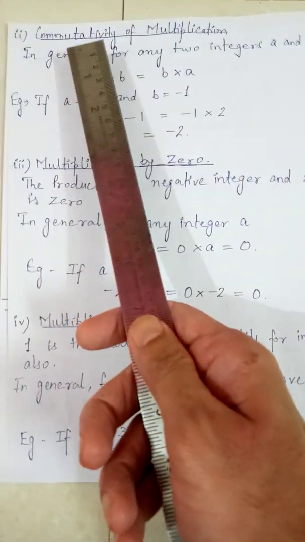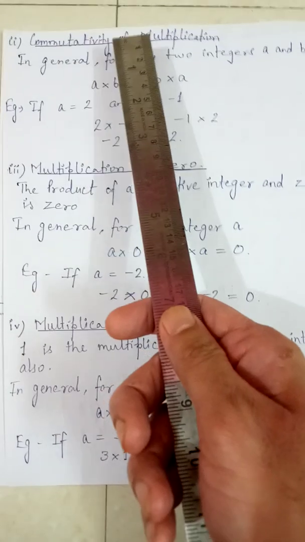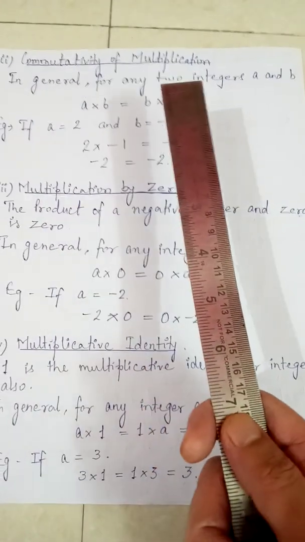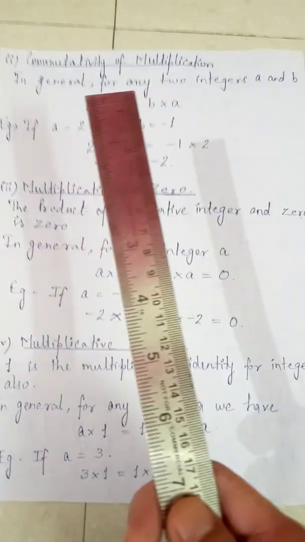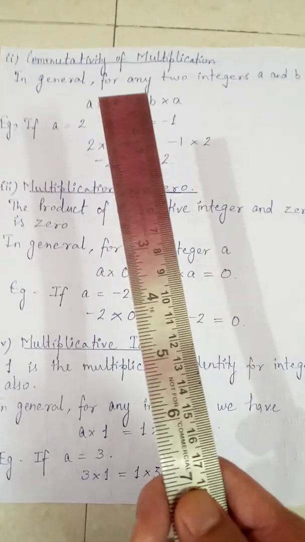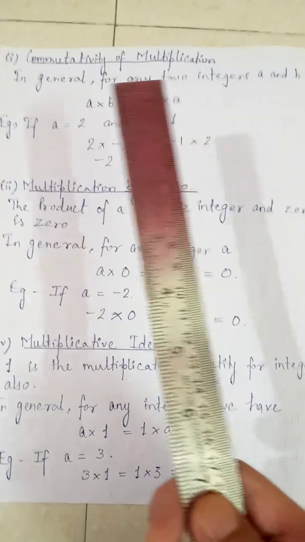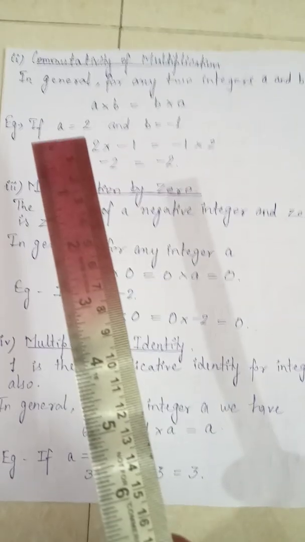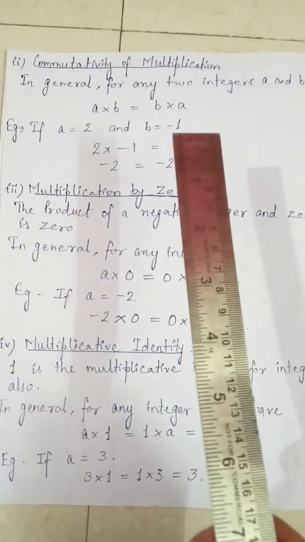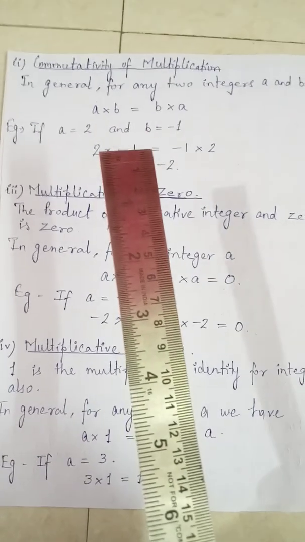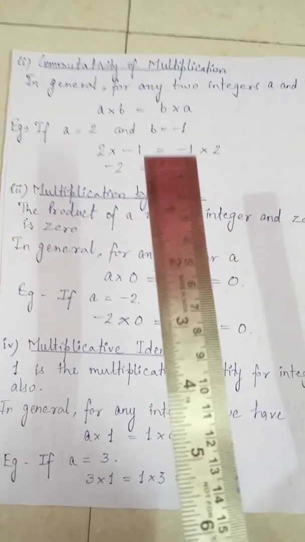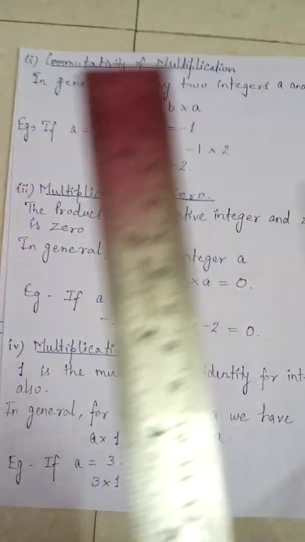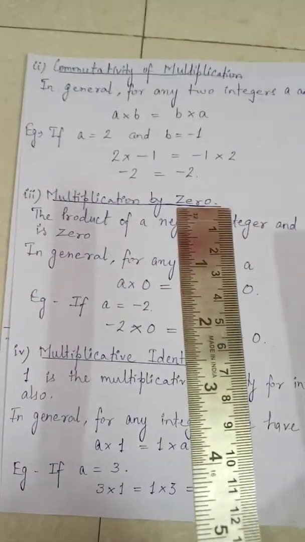The next subtopic is commutativity of multiplication. In general, for any two integers a and b, the property is a multiplied by b equal to b multiplied by a. On both the sides we are changing the order, but the variables are the same. Example, if a equal to 2 and b equal to minus 1, that gives you 2 multiplied by minus 1 will be equal to minus 1 multiplied by 2, and both the sides will come as minus 2 equal to minus 2.